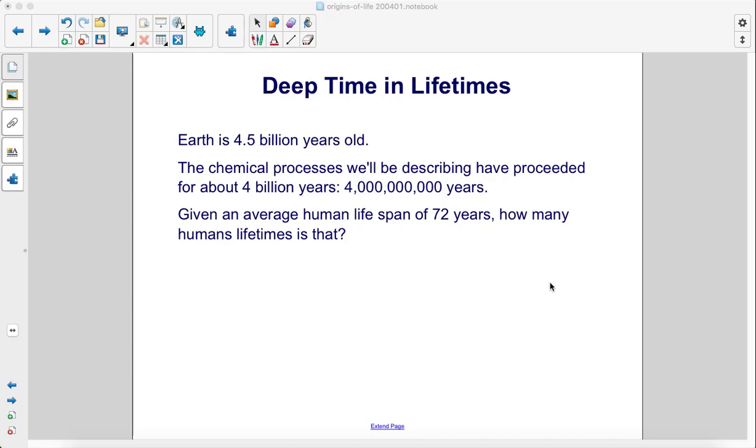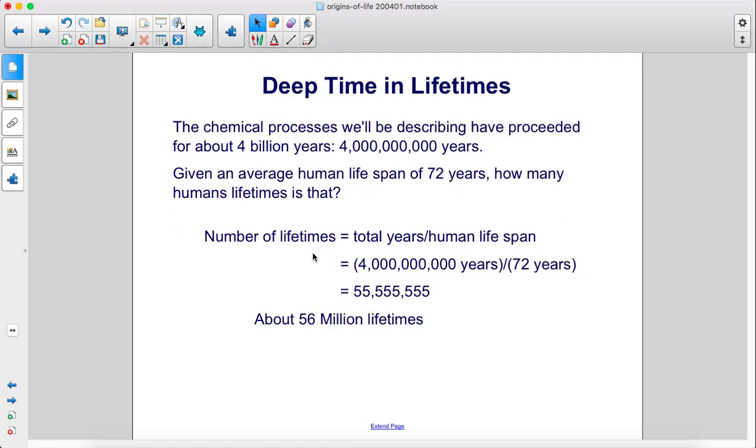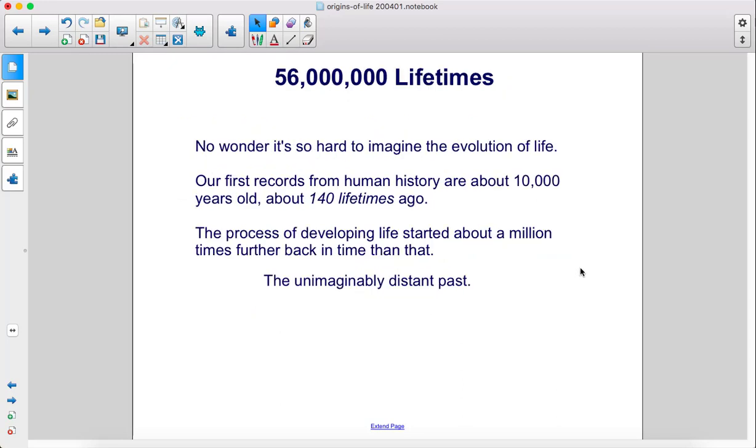Given an average human lifespan of 72 years, how many humans' lifetimes is that? Okay, so the number of lifetimes would be the total amount of years divided by the human lifespan. So 4 billion years divided by 72 years gives us about 56 million lifetimes. No wonder it's so hard to imagine the evolution of life.